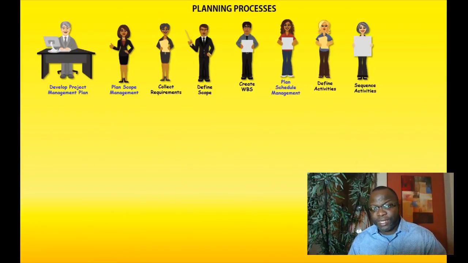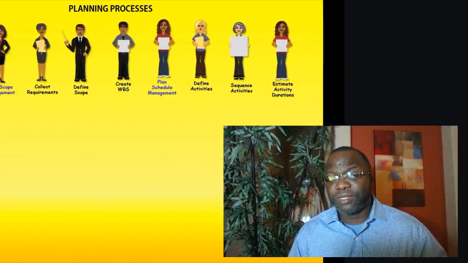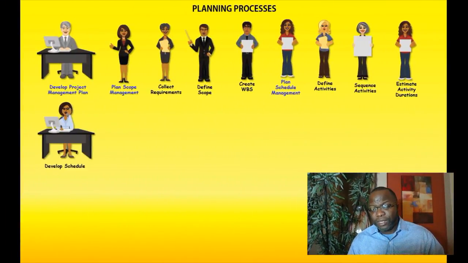The next process is sequence activities. This is where we put our activities in order. The next process is estimate activity durations. This is where we estimate how long each of these activities will take based on the resources that we intend to assign to the activities. Before you come out with a duration for an activity, you should have an idea of the resources that will be available to you. The next process here is called develop schedule.